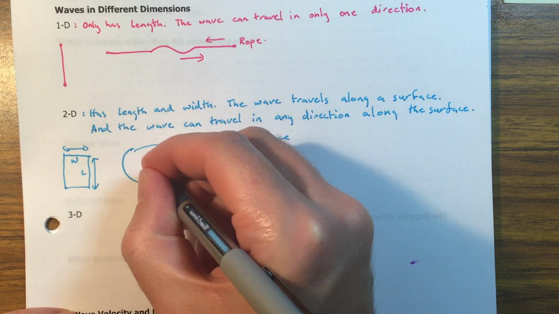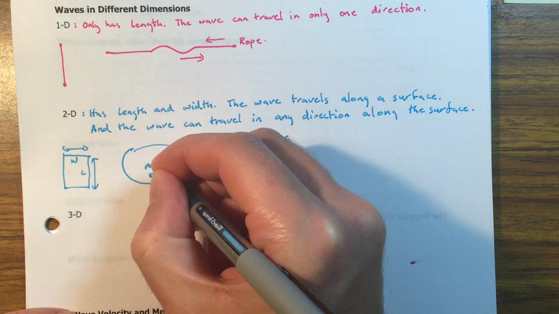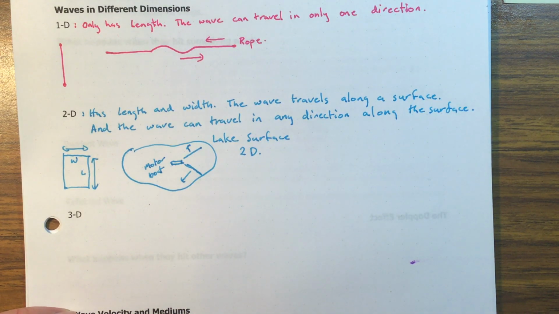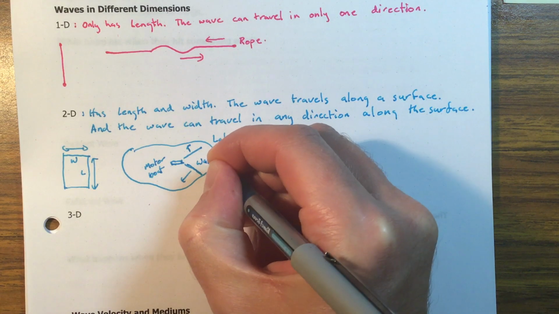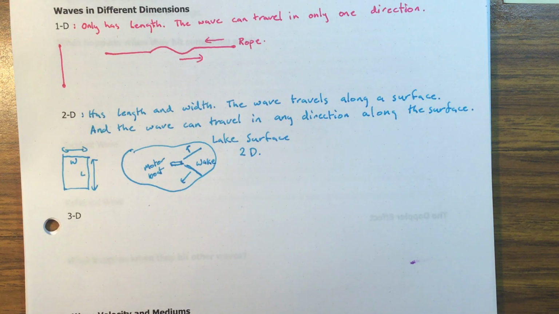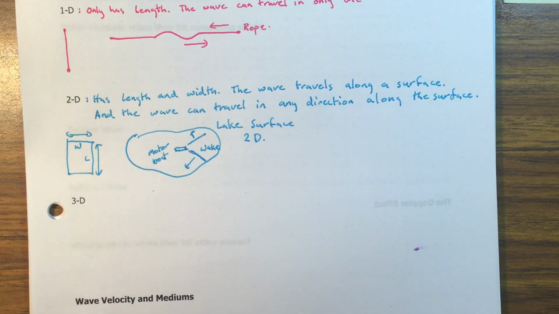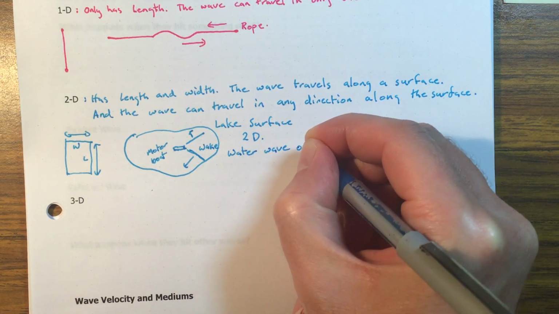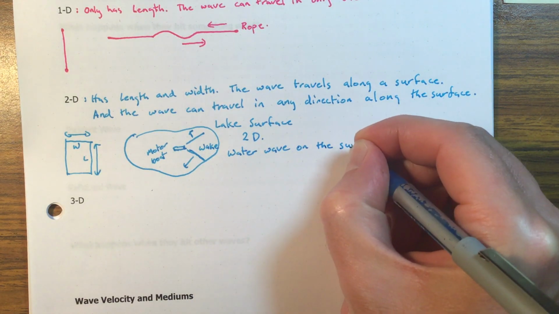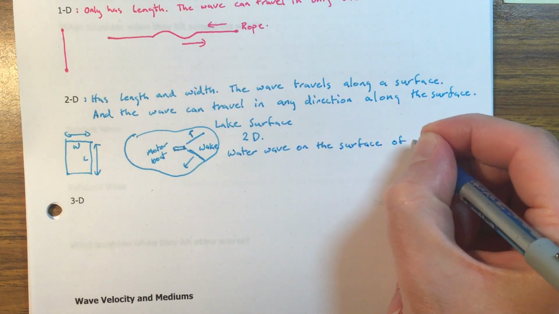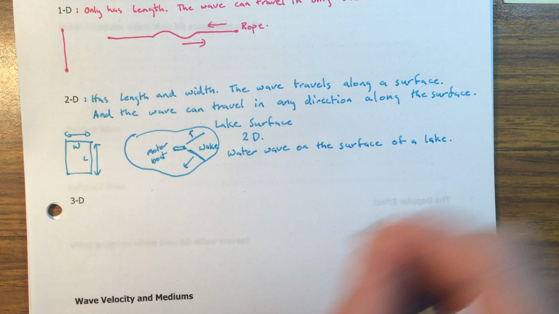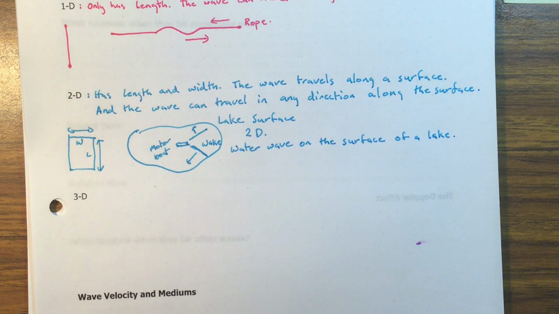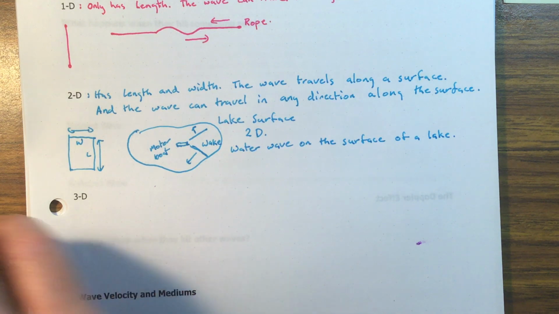Right, so we've got a motorboat here. And so those are two directions, and the waves travel along the surface, in any direction along the surface. So we've got our wake. It's traveling those directions. So two-dimensional surface. You can think of a water wave. A water wave on the surface of a lake. So the wave can travel in two different directions or in any combination of those two directions.